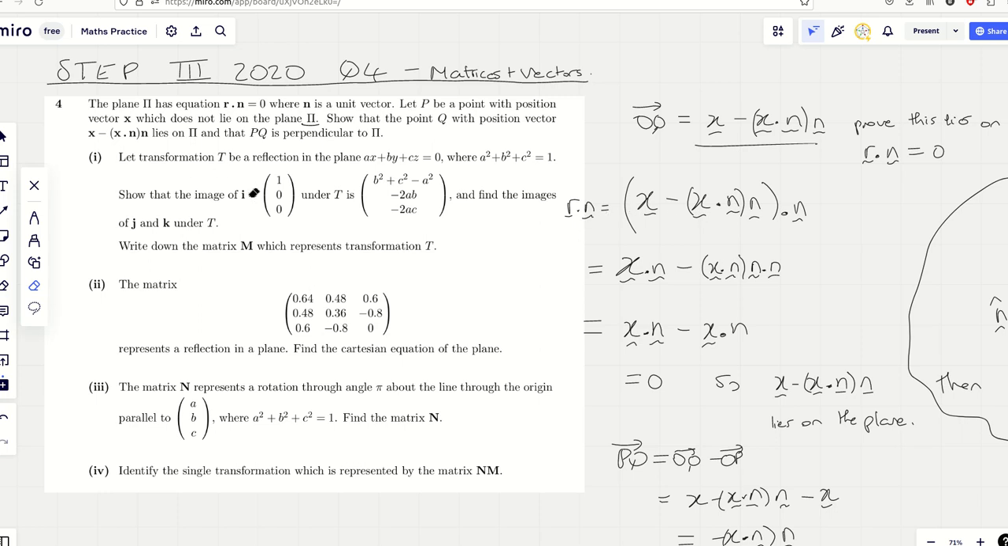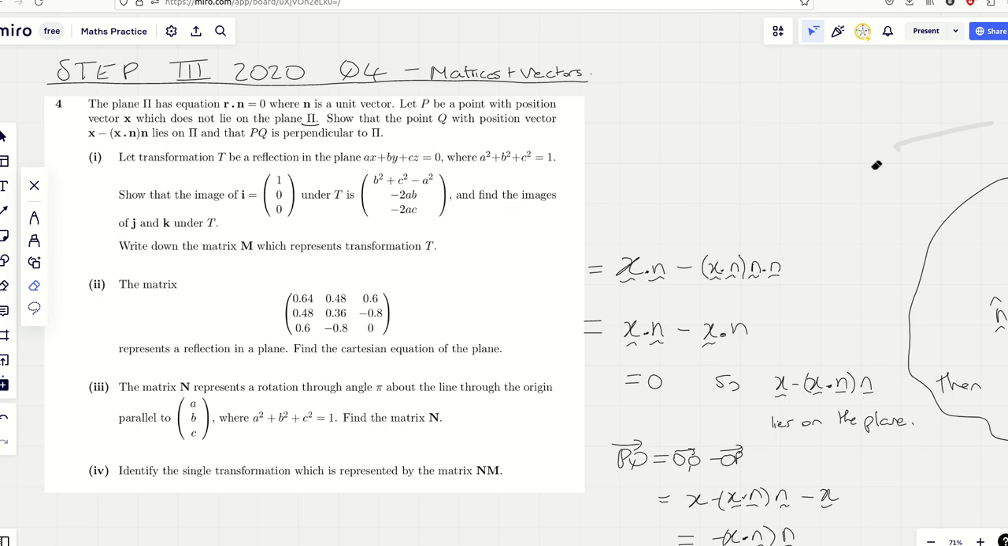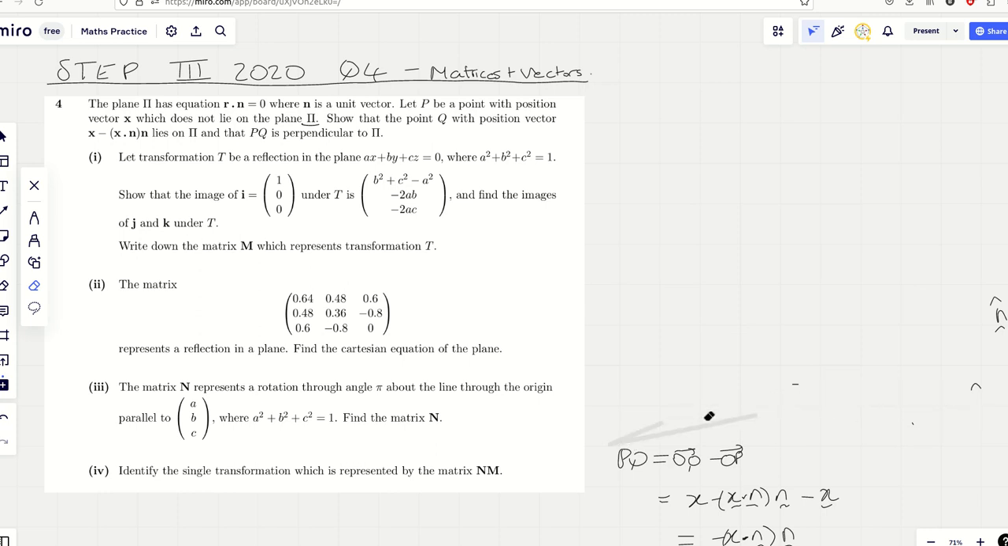I like this, because basically they're showing you that if you know where i, j and k end up after a transformation, then you know the matrix transformation. And that's one of the things I teach initially when I'm teaching matrices. So if you know where the vectors i and j end up after doing a reflection or a rotation, then you can immediately write down the matrix that represents that reflection or rotation or enlargement or whatever.